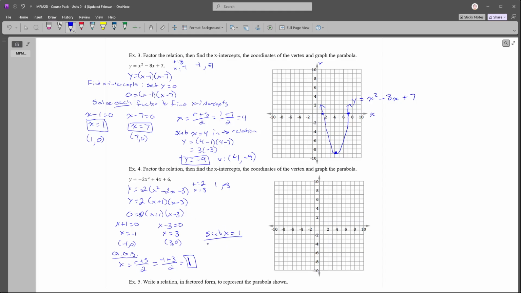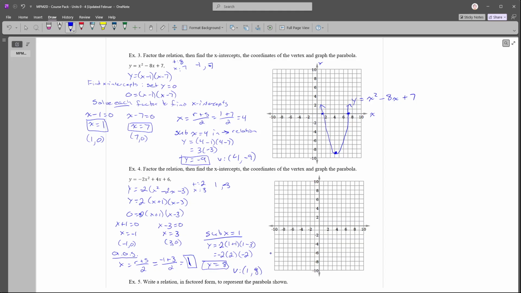So y is equal to -2 times (1 plus 1) times (1 minus 3). So that's -2 times 2, because 1 plus 1 is 2, and 1 minus 3 is -2. So we have -2 times 2, that's -4. -4 times -2 is exactly 8. So therefore, our vertex is located at an x of 1 and a y of 8.